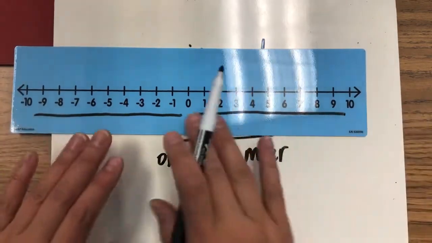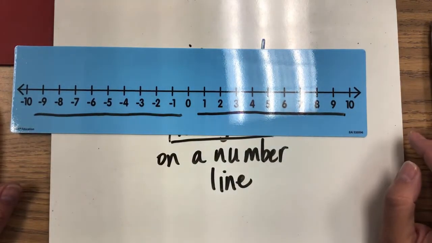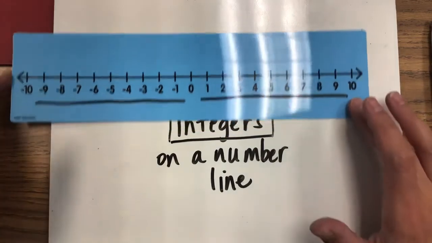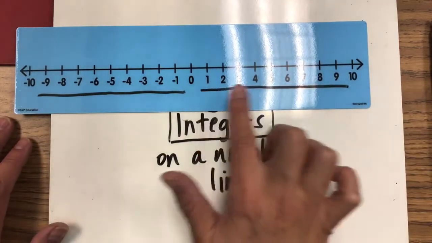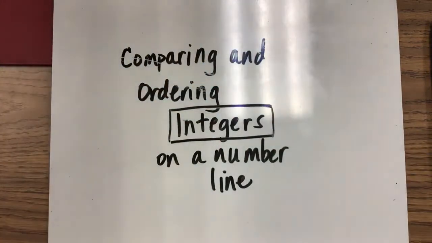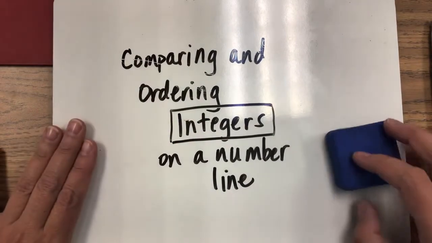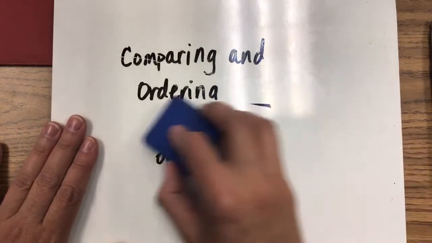They're basically whole numbers, including negative numbers. And we don't include fractions or decimals in that group called integers. So integers are the positive and the negative numbers, okay? So that's what we're working with on this week's work. And we're learning how to compare and order those on a number line.